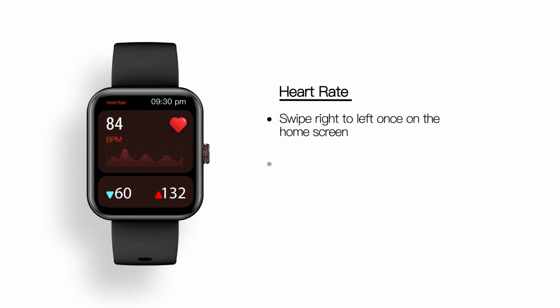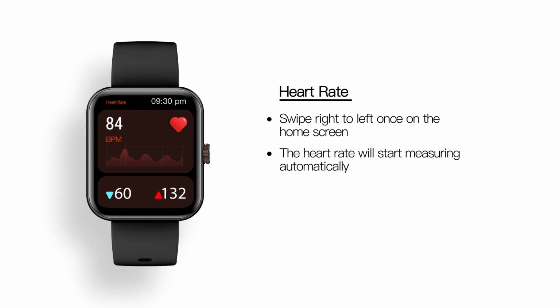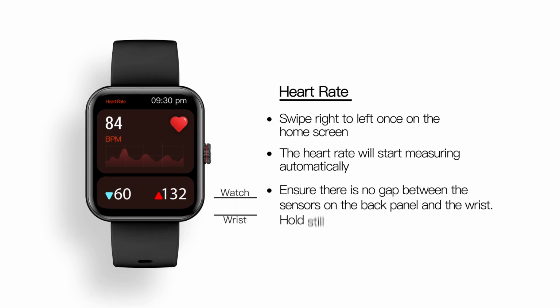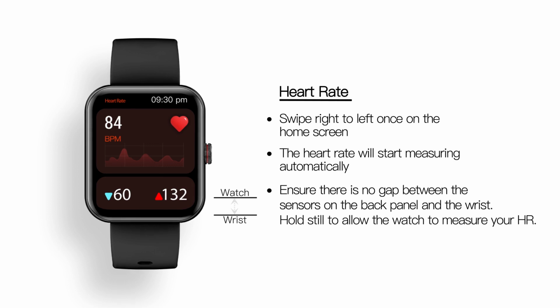Step 2, the heart rate will start measuring automatically. Step 3, ensure there is no gap between the sensors on the back panel and the wrist. Hold still to allow the watch to measure your heart rate.